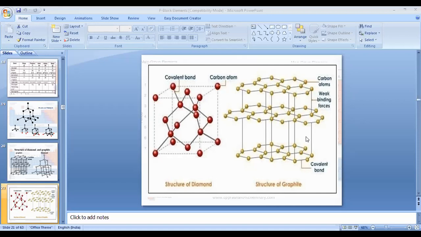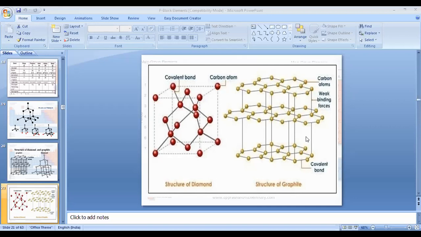Diamond crystal is hard, graphite crystal is soft. In case of diamond, sp3 hybridization is there, and in case of graphite, sp2 hybridization is there. Diamond crystals are bad conductors of heat and electricity, while graphite crystals are good conductors of heat and electricity. So these are some points of difference between the diamond and graphite crystal.